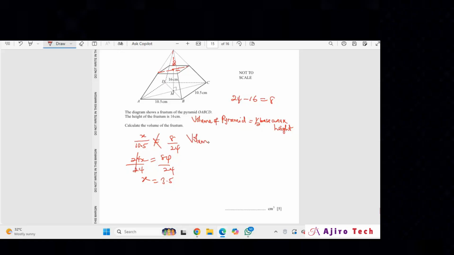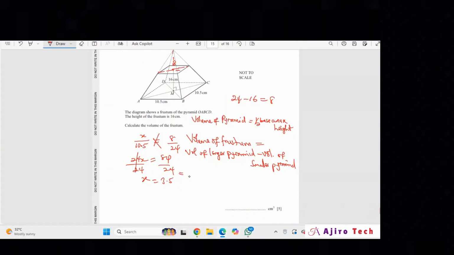So if we do that now, the formula for the volume of a frustum will be equal to the volume of the larger pyramid minus the volume of the smaller pyramid. So this is what I'll use.